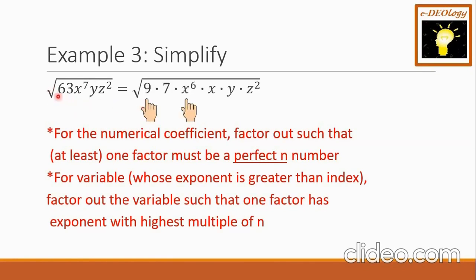So what will happen is, for the 63, we are going to have the factors 9 times 7. So the 9 is our perfect square factor. For the x raised to 7, we're going to factor it out into x raised to 6 times x. So this 6 here, exponent, is the highest multiple of the index 2. For the y, the exponent is 1, we'll just simply copy. For z squared, the exponent and the index here are equal, so we'll just copy that. There's no change.